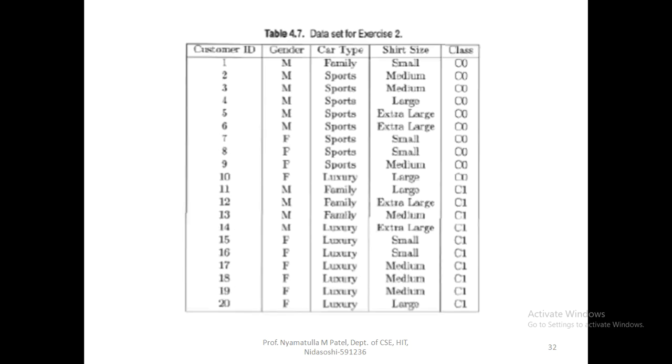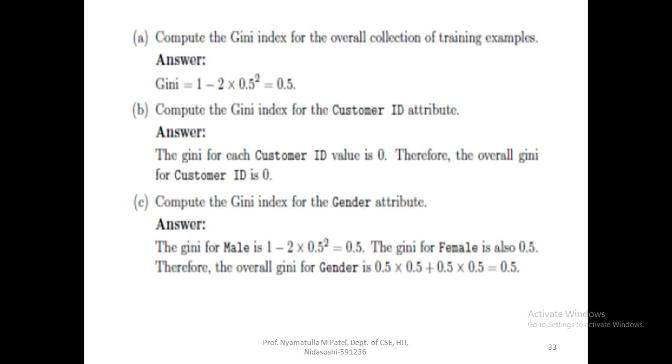So, we will go one by one. Compute the Gini index for the overall collection of the training records. So, the answer is 1 minus 2 into 0.5 squared. Why 2? There are 2 types of training examples.